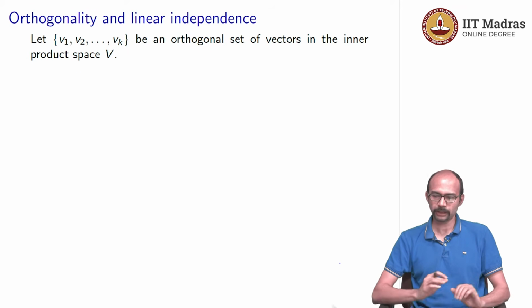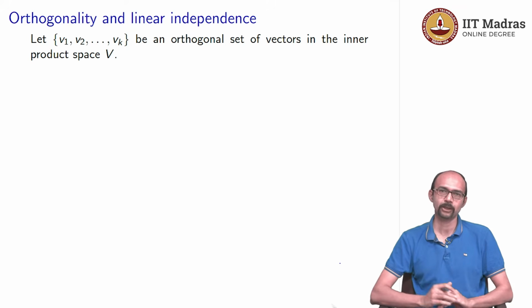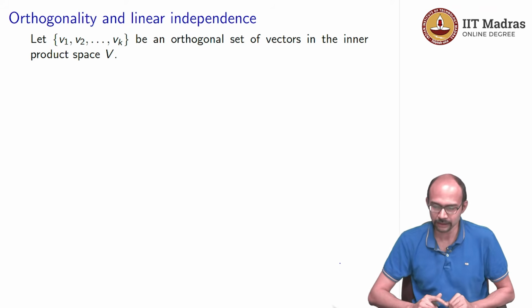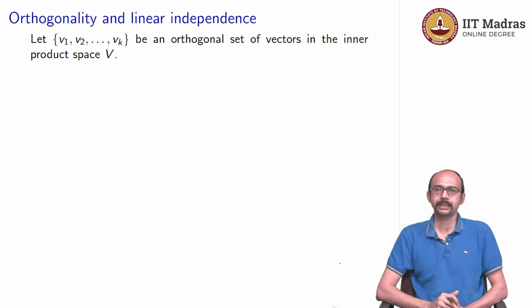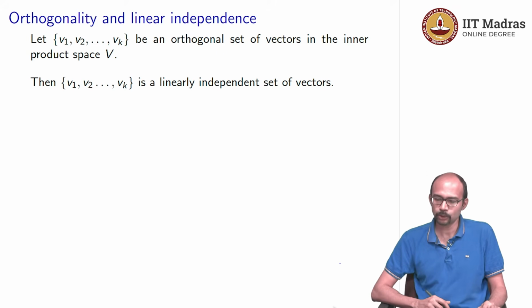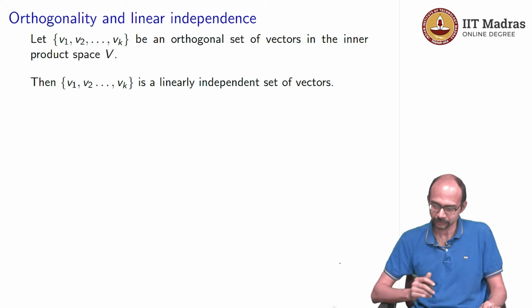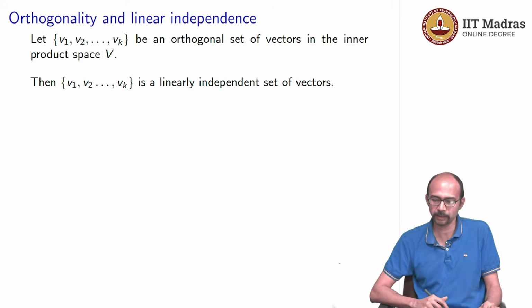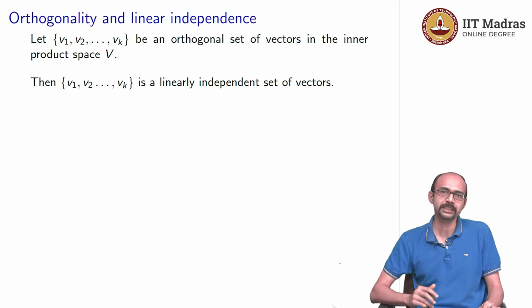Okay, now let us talk about orthogonality and linear independence. This is the title of our video and clearly this is the most important slide in this video. So, one of the reasons we want to discuss orthogonality is because it has some relation with when vectors are linearly independent. So, suppose we have an orthogonal set of vectors V1, V2, ..., Vk in the inner product space V, then it is a linearly independent set of vectors. Okay. So, if you have an orthogonal set, automatically it is a linearly independent set.